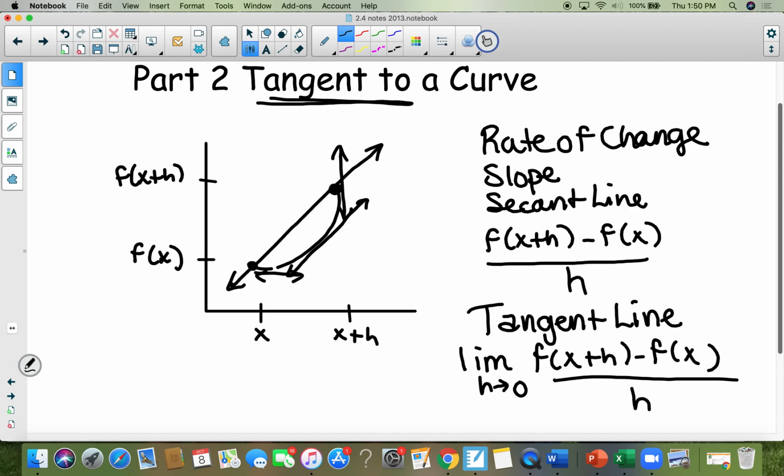This would be positive but flatter, right? So this formula will place a tangent line anywhere on this curve, and it'll tell you exactly what the slope is of that tangent line. You know what I'm talking about? So this right here is going to give you the slope of the tangent line. This will give you the slope of the tangent line.